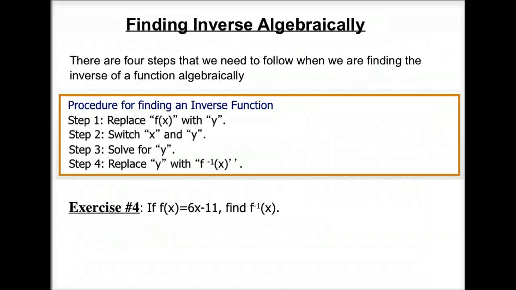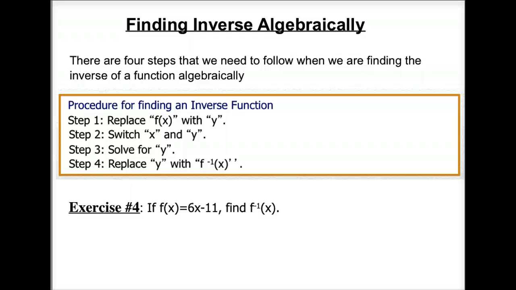Now, how do we find the inverse algebraically? So there are 4 steps that we need to follow, and 4 simple steps that will work through any problem. We have to know these 4 steps for the Regents. The first one says I'm going to replace f of x with y. It can be g of x, any function name. Switch my x and y, solve for y, and then replace my y with f inverse of x.